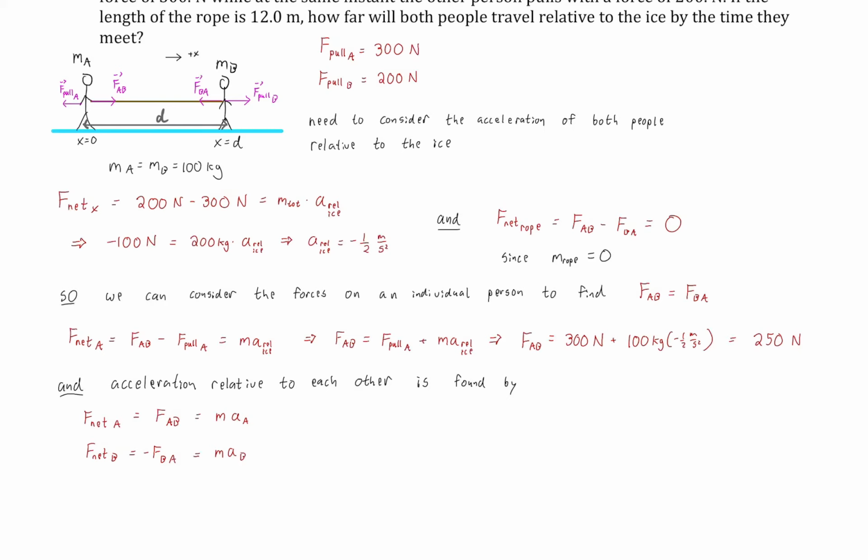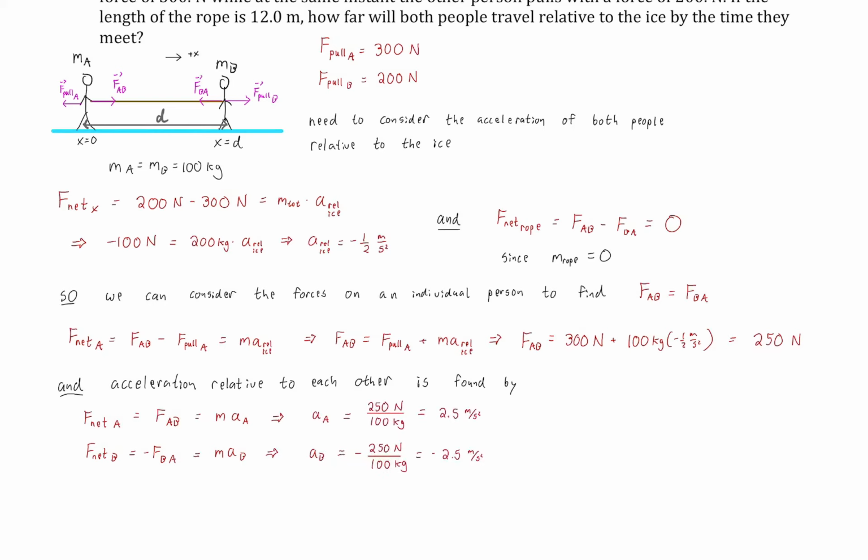So now I already know the acceleration relative to the ice, and I'm going to use it in the final step. But for this second to final step, I want to actually find the acceleration relative to each other because I don't know it yet. Okay, I just found the connecting force between them. So what does that look like then?